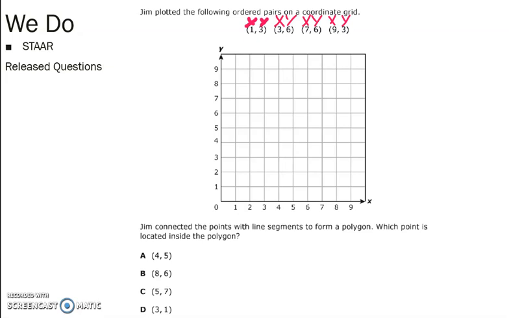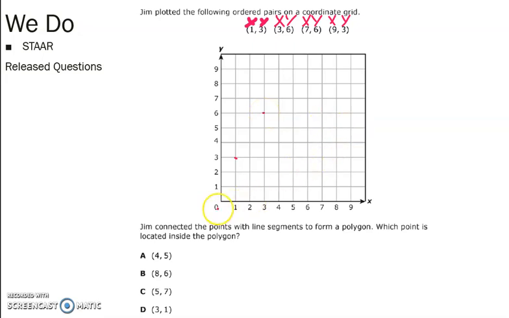Alright, so let's graph them now. So we have 1, 3. So remember, we're going to go across on the x-axis to 1 and then up on the y-axis to 3. So my first dot is going to be right there. Okay, let's go ahead and graph 3, 6. So same thing, we're going to go across on the x-axis first and then we go up on our y-axis. So my next point's right there.